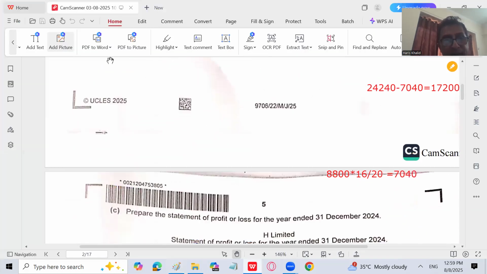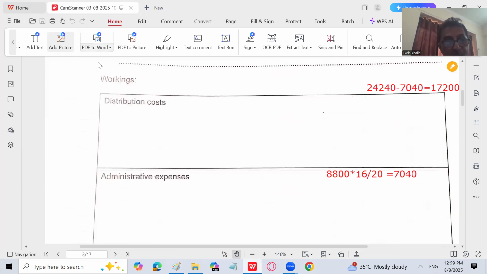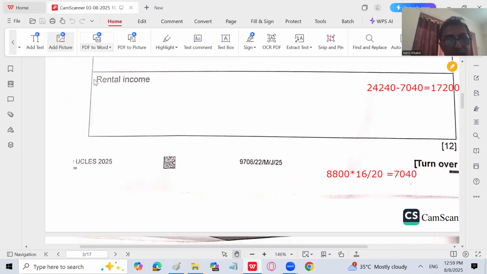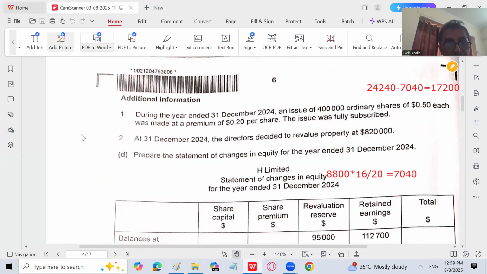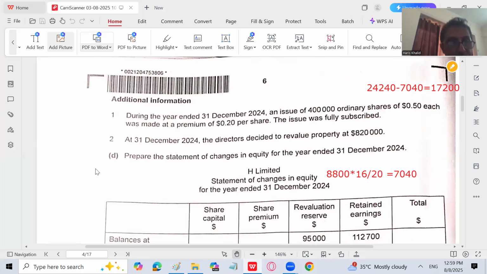Now let's move forward. As I discussed with you, the reversal method of statement of change in equity has to come, and revaluation downward has to be a part of the point. Additional information is given that during the year ended 31st December 2024, an issue of 4 lakh ordinary shares of 0.5 each was made at a premium of 0.2 per share. The issue was fully subscribed. And at 31st December, the director decided to revalue property at 8 lakh 20,000. Prepare the statement of change in equity for the year ended 31st December.